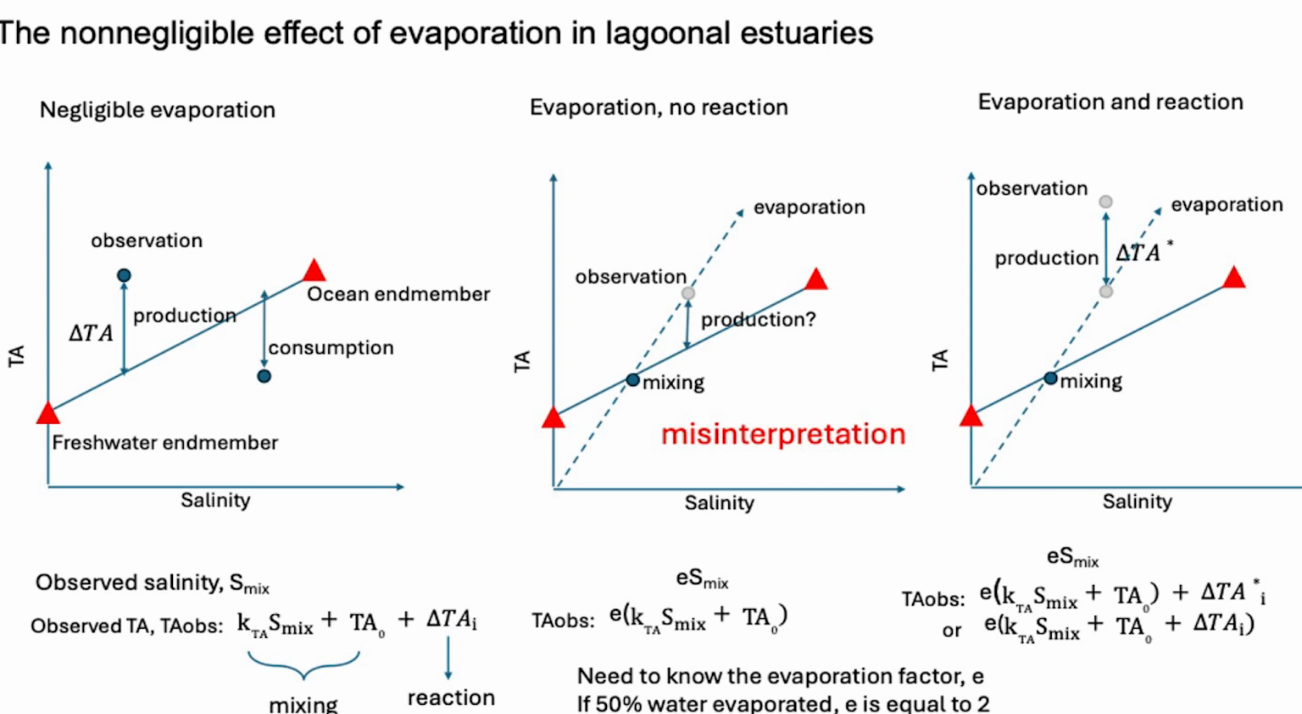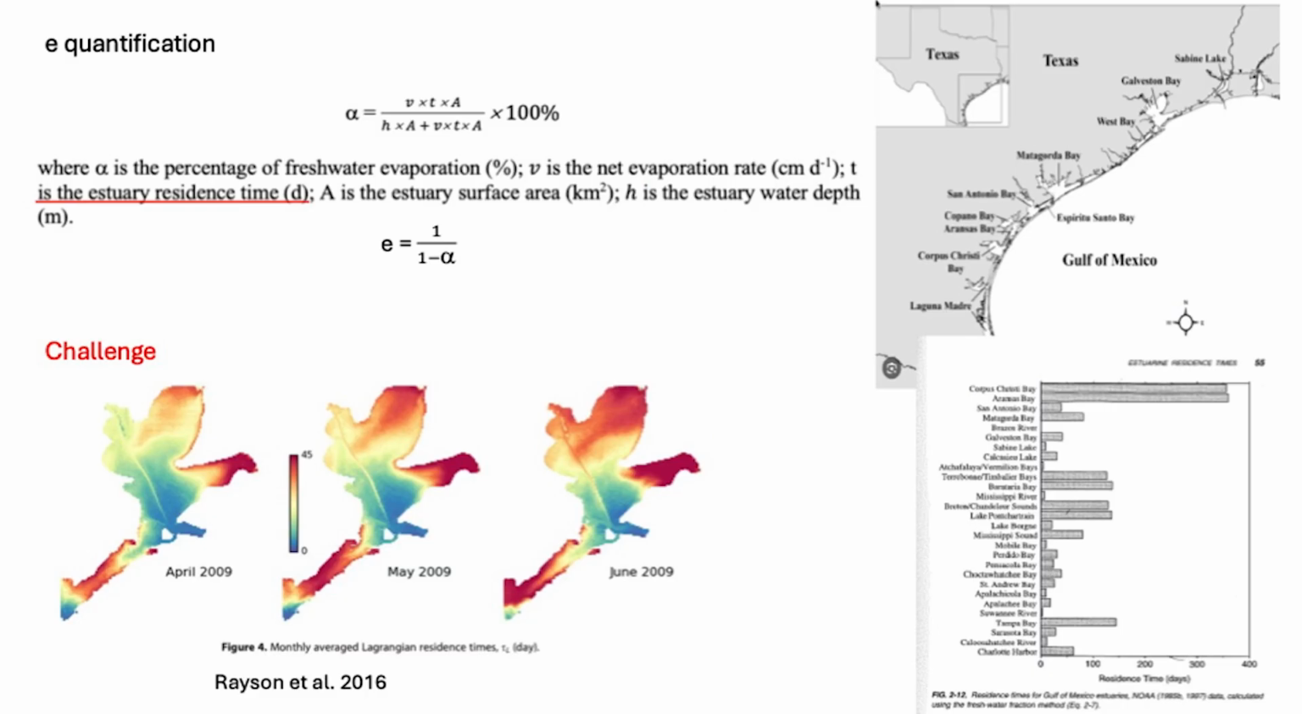So I include the E, which is the evaporation factor. So the problem is how we calculate the E. So I include alpha here. Alpha means the percentage of freshwater evaporation, which I calculate using the evaporation rate and also the residence time of the effluents and also the surface area, but it gets canceled on both the top and the bottom of this equation.